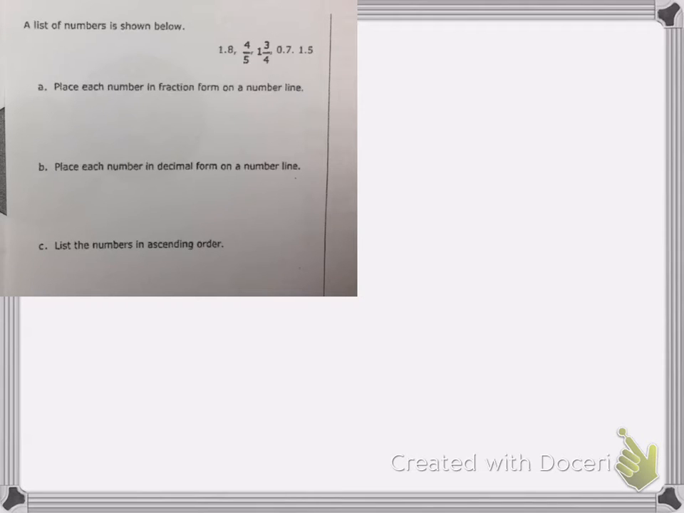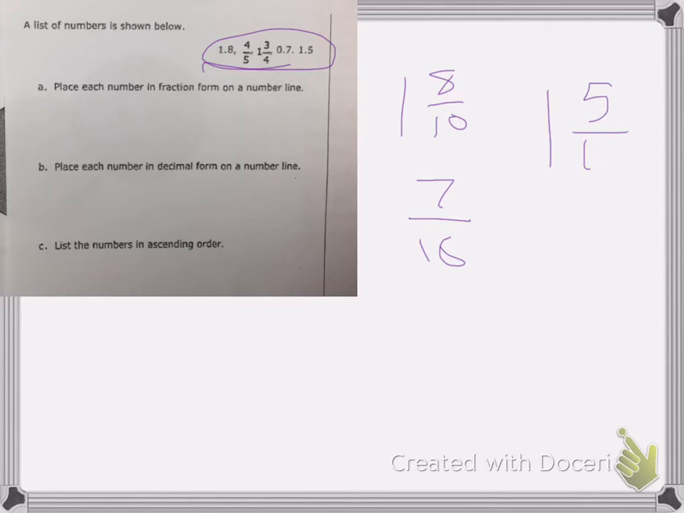A list of numbers is shown below. Place each number in fraction form on a number line. So you've got 1.8. Well, 1.8 is 1 8/10, because that's the way you read it. Then you've got 4/5. You've got 1 3/4. And you've got 7/10. And you've got 1 5/10.